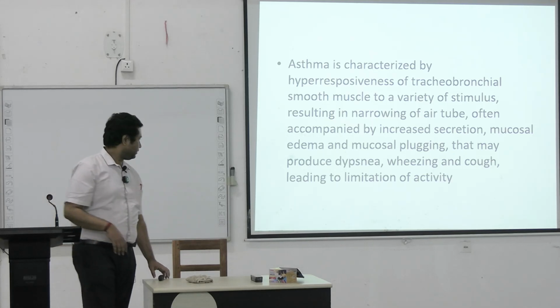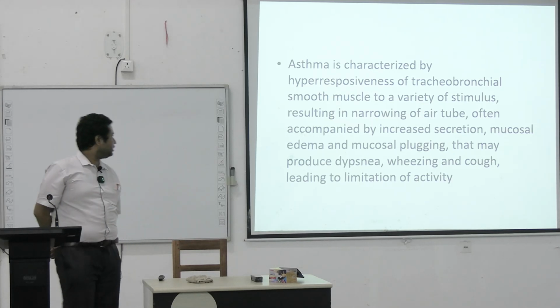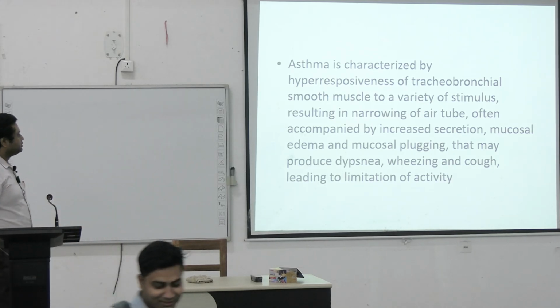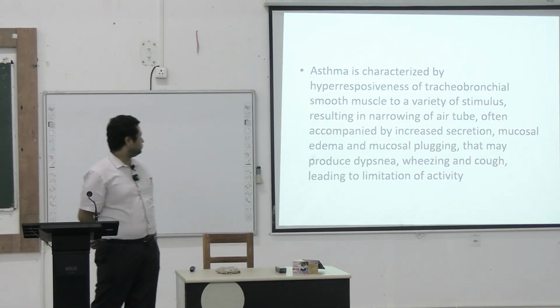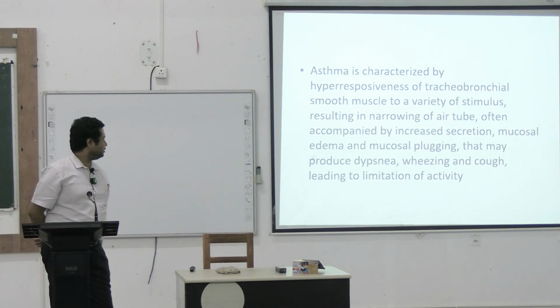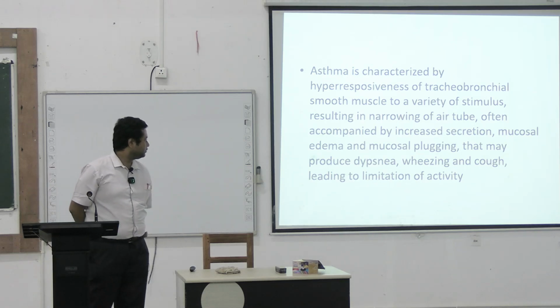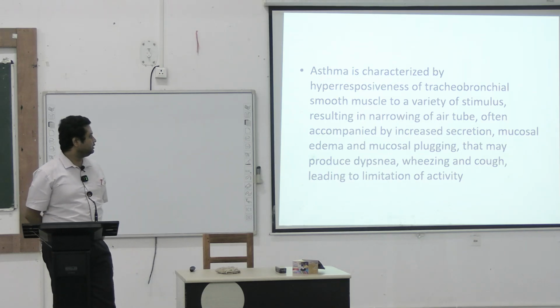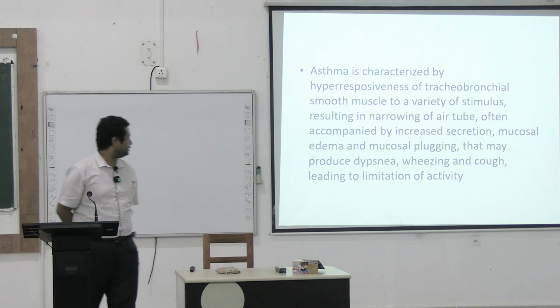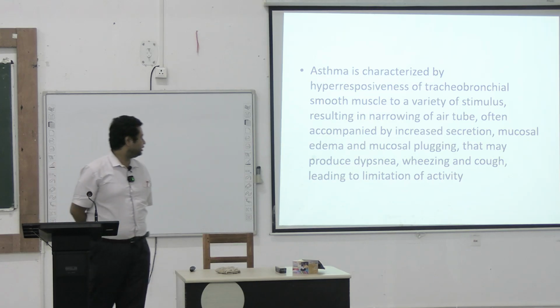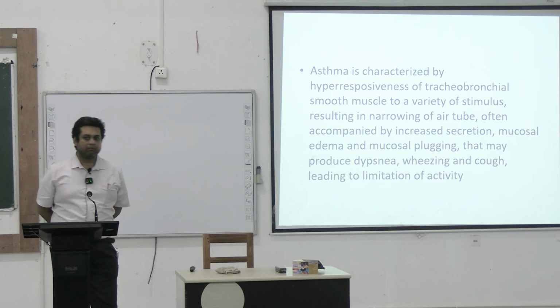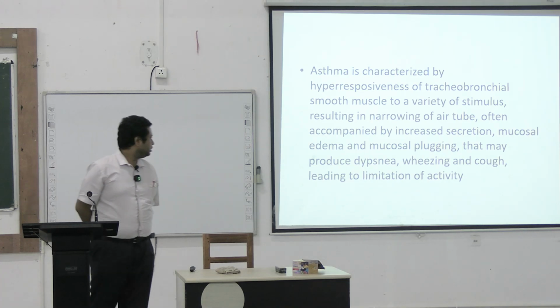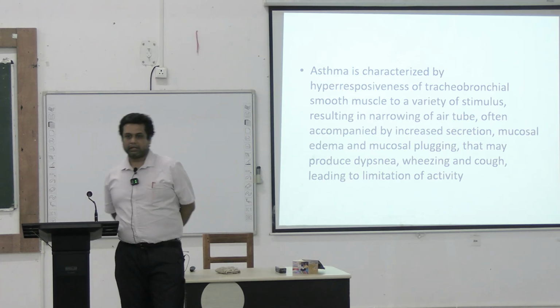So asthma is characterized by hyper-responsiveness of tracheobronchial smooth muscle to a variety of stimuli, resulting in narrowing of the air tube, often accompanied by increased secretion, mucosal edema, and mucosal plugging that may produce dyspnea, wheezing, cough, and lead to limitation of activity.